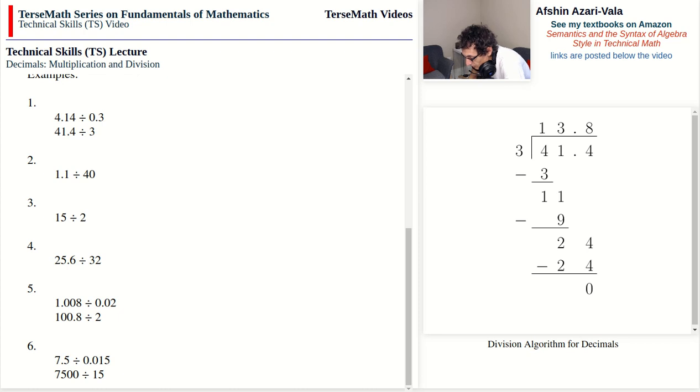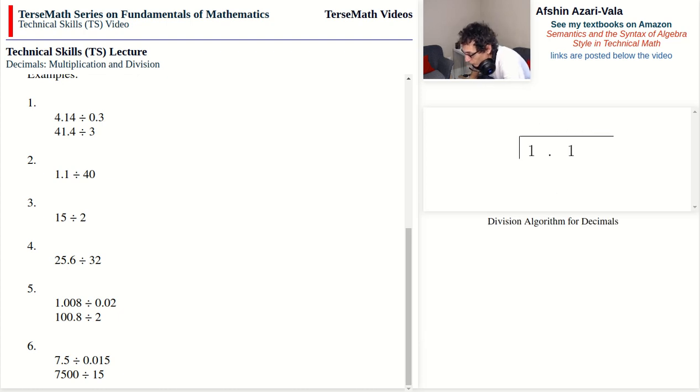Let's move on to problem number 2. Now we have 1.1, and we want to divide that by 40. As usual, we have to focus on the whole side first. We have to do that side, even if it gives us a 0. We have to write something on the top for the whole side before we continue to the fractional side.